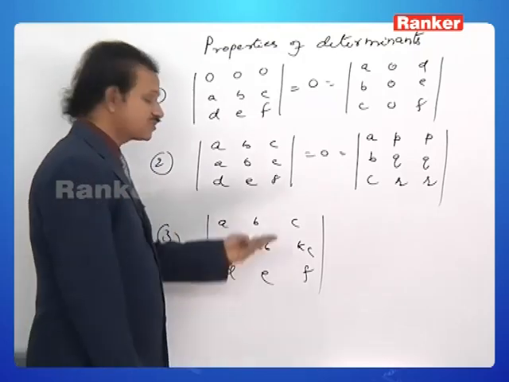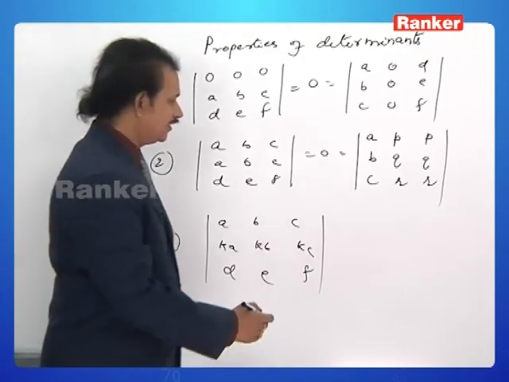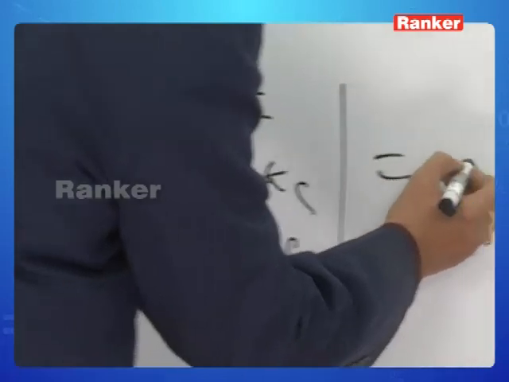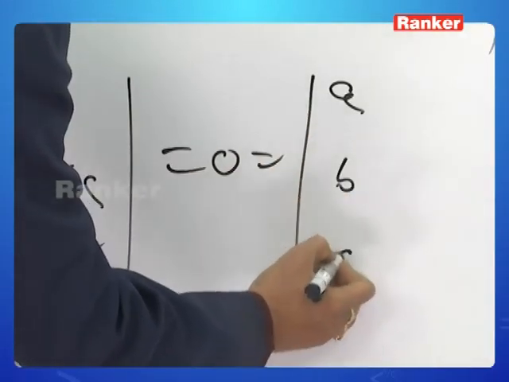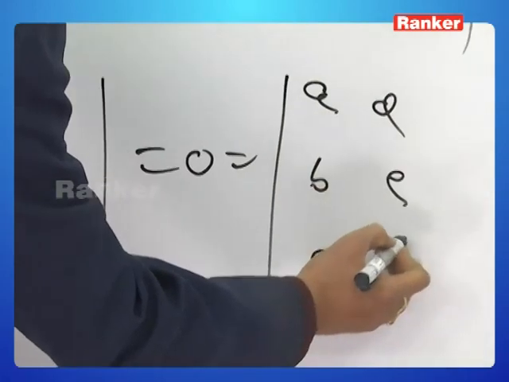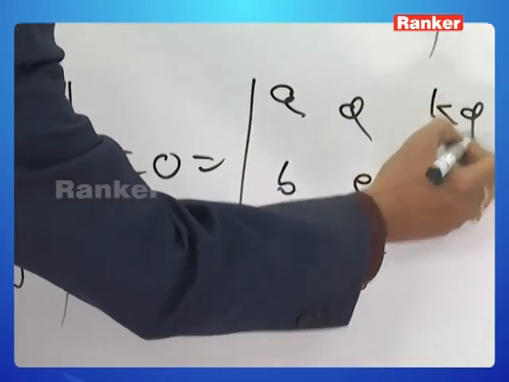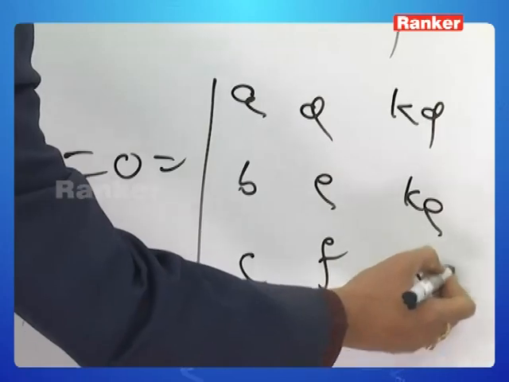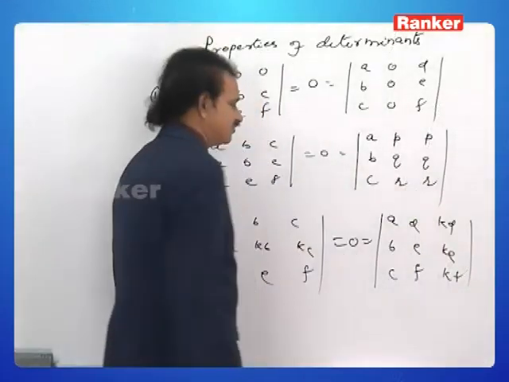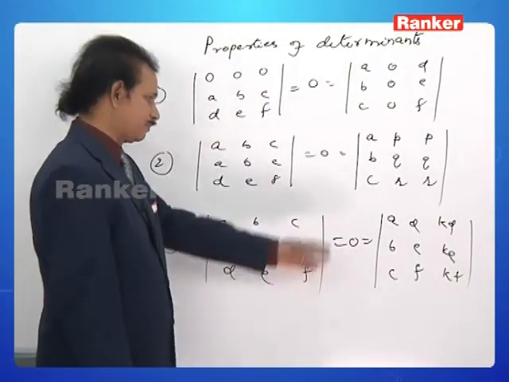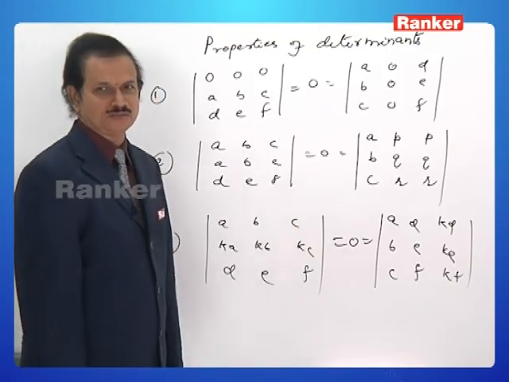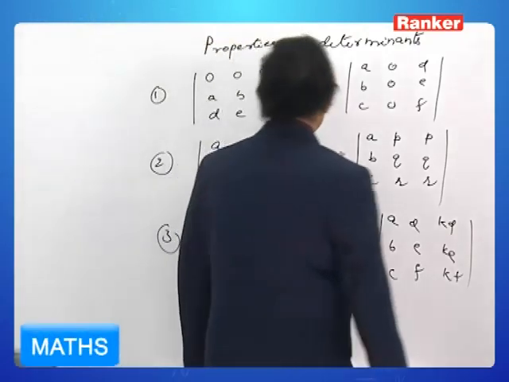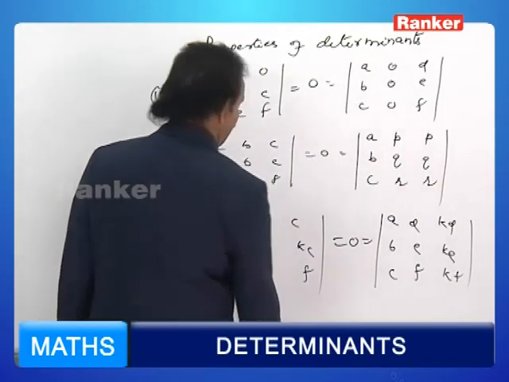If they are proportional, then also the determinant is 0. This is equal to A, B, C, D, E, F, K D, K E, K F. Here, elements of second column and third column are proportional. Even then, the determinant is 0. Well, these are the basic properties of determinant.